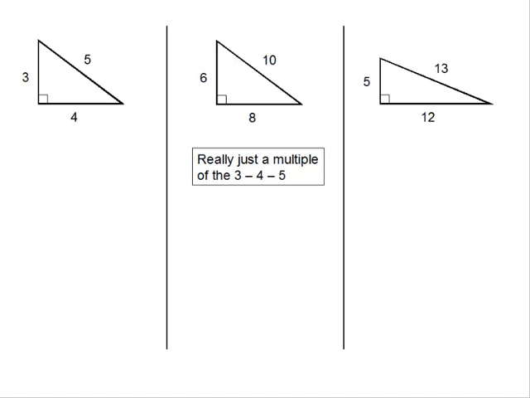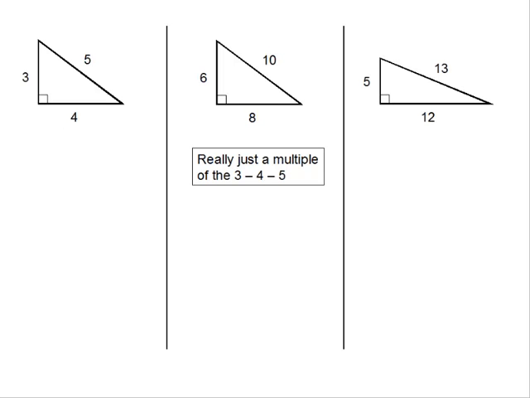GRE tends to steer clear of messy answers like that. They can definitely come up, but a lot of GRE problems are built on these triangles where you don't get messy answers. So these are the Pythagorean triples. You should memorize these. These are the known triangles that don't have decimals or fraction side lengths on any of the sides.